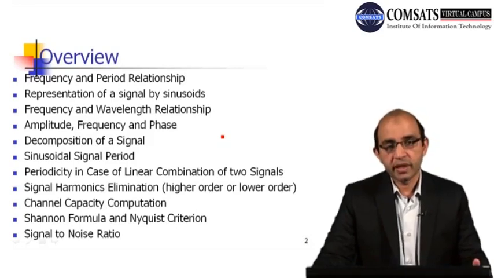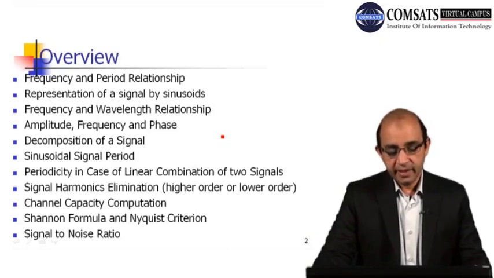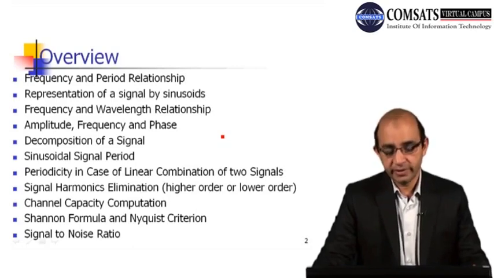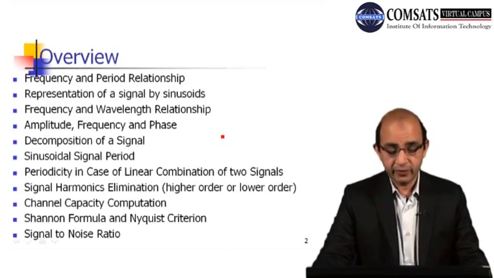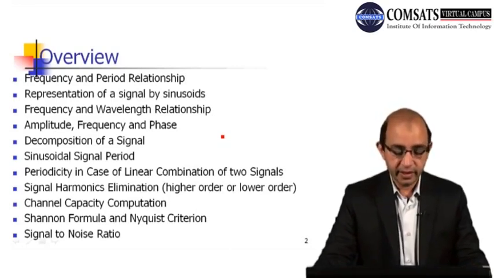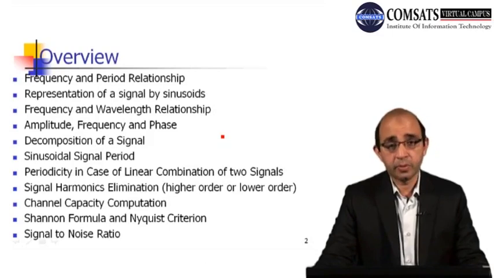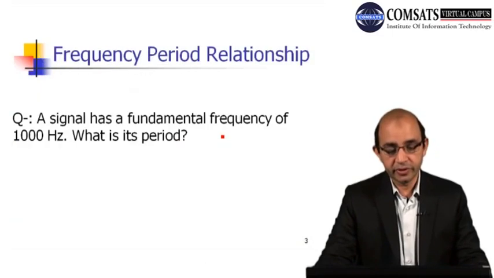So what are the effects if we ignore the higher order harmonics, or on the other side if we ignore the lower order harmonics? Then how we compute the channel capacity, and we have very renowned formulas, the Shannon formula and the Nyquist criterion. And then finally we will be discussing solving problems related to signal to noise ratio.